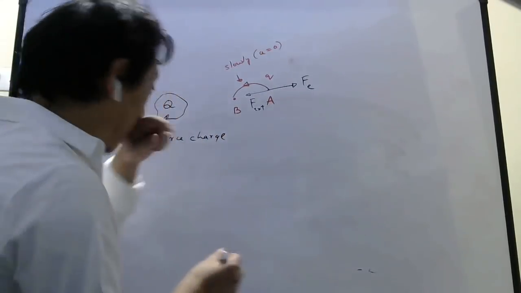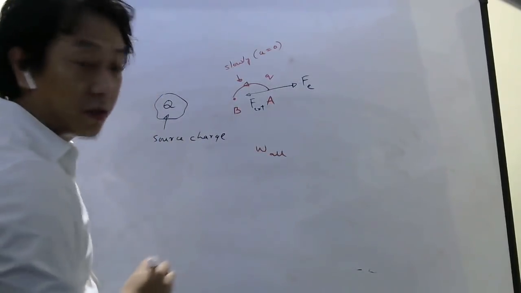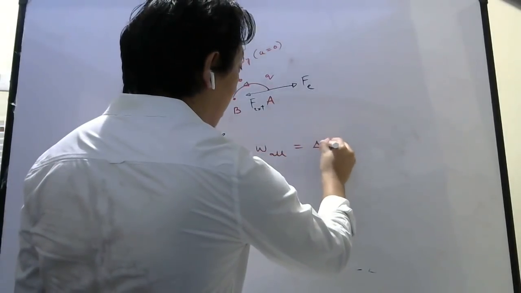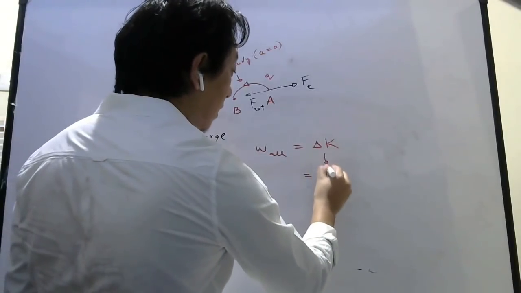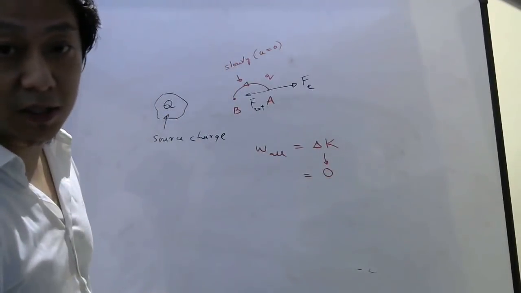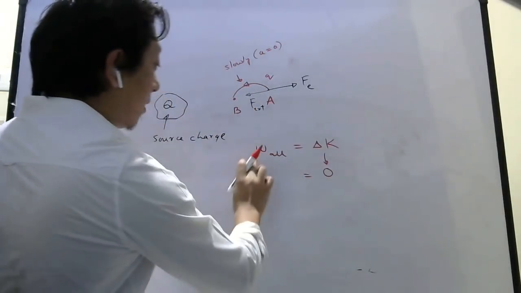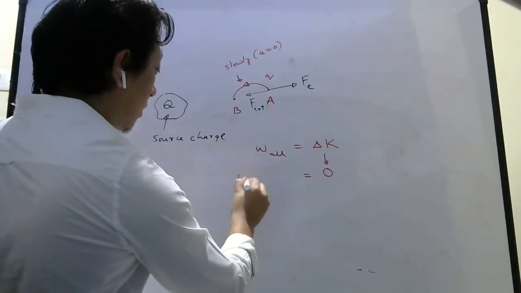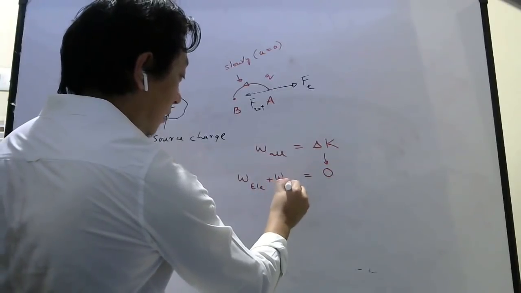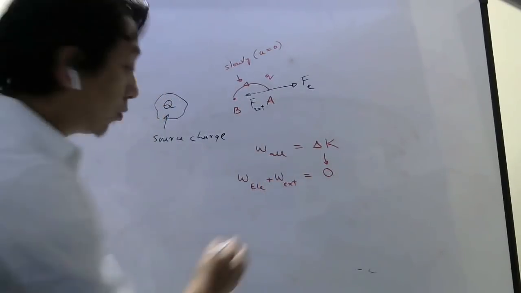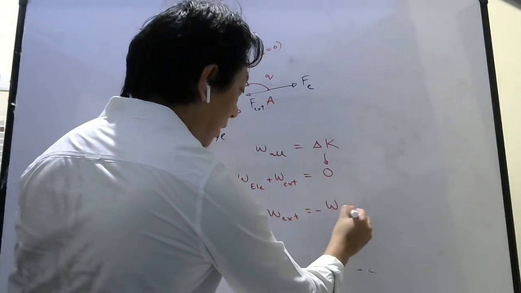Now, try to remember work energy theorem. Work energy theorem says work done by all the forces is equals to change in kinetic energy. Here you are moving the body slowly, so change in kinetic energy will be zero because kinetic energy is constant, because you are moving it slowly. So change in kinetic energy is zero. Now work done by all the forces means what? Work done by electric field plus work done by external force. Correct? So work done by external force will be minus of work done by electric field.